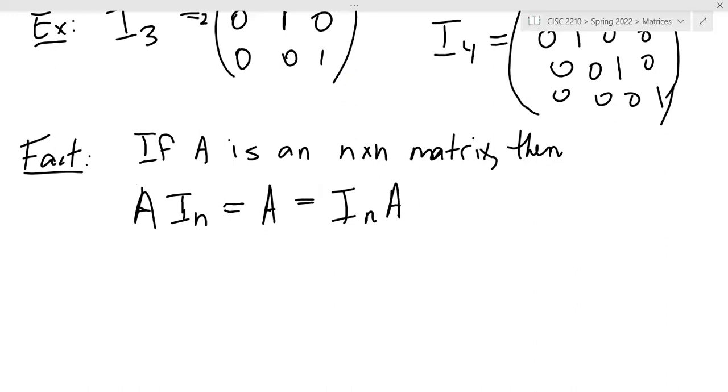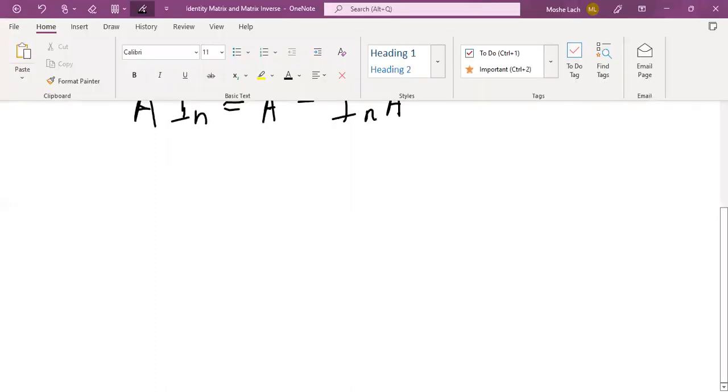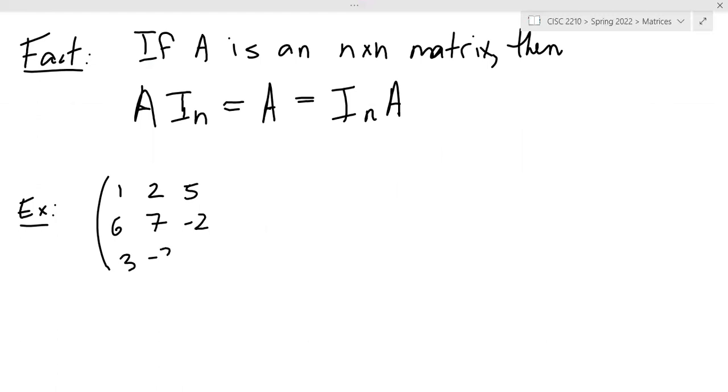Let's do an example. Let's say we have this 3 by 3 matrix: 1, 2, 5, 6, 7, -2, 3, negative 3, 0. And I multiply by the identity matrix. Since we're dealing with a 3 by 3 matrix, I'm going to multiply it by the 3 by 3 identity matrix.